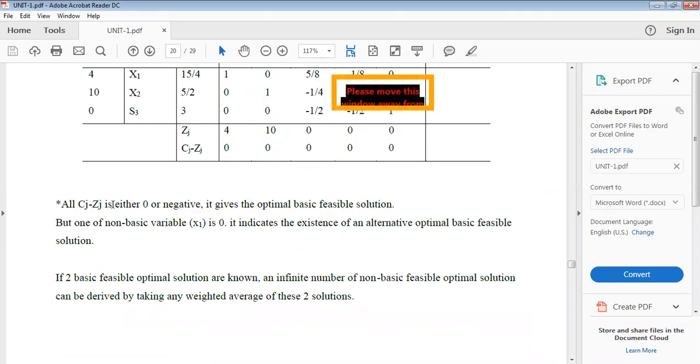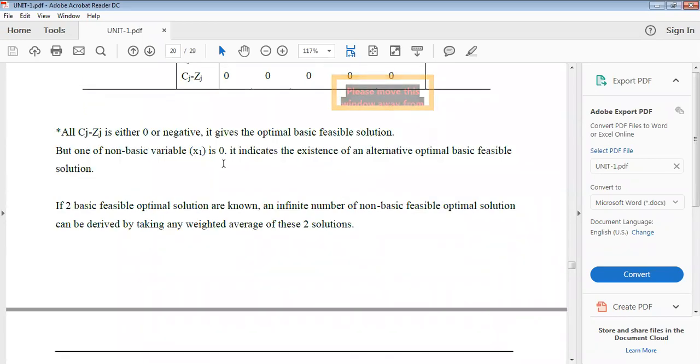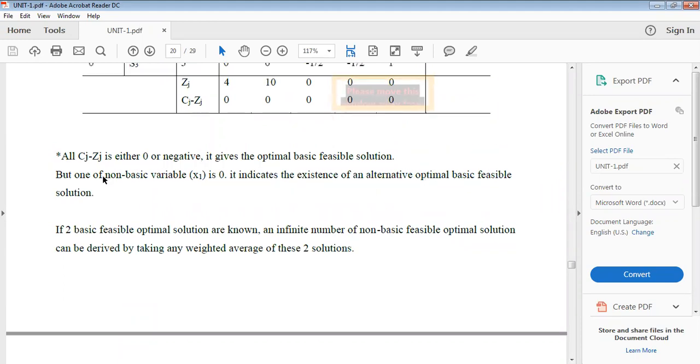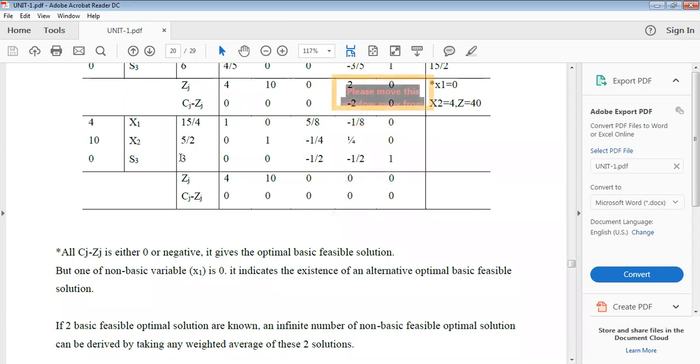So here, all Cj minus Zj is either 0 or negative. It gives an optimal feasible solution. So the actual optimal feasible solution is this particular thing. But one of the non-basic variables, x1, is 0. It indicates the existence of an alternative optimal basic feasible solution. So this is an alternative optimal solution. So in the examination, if you are asked to find out, this solution is more than sufficient, and you need not go for this particular thing.